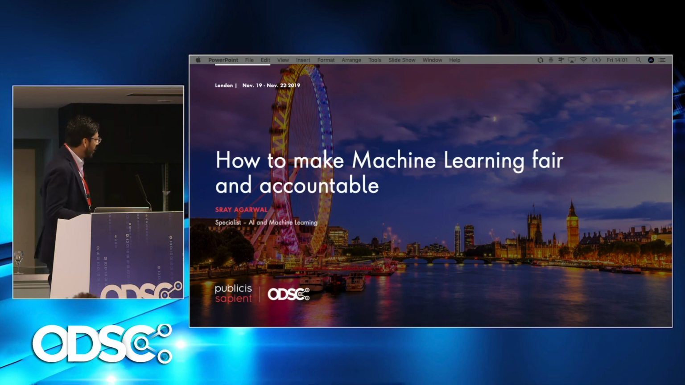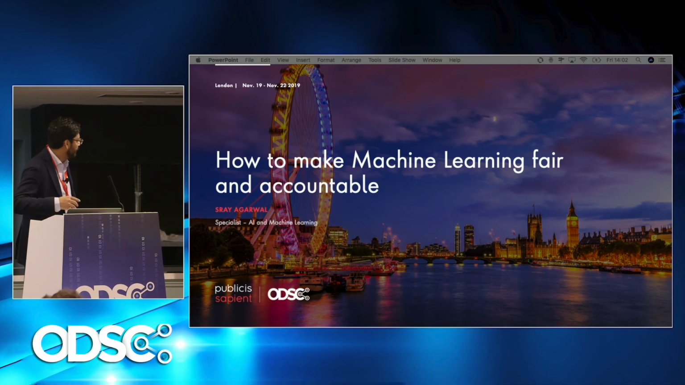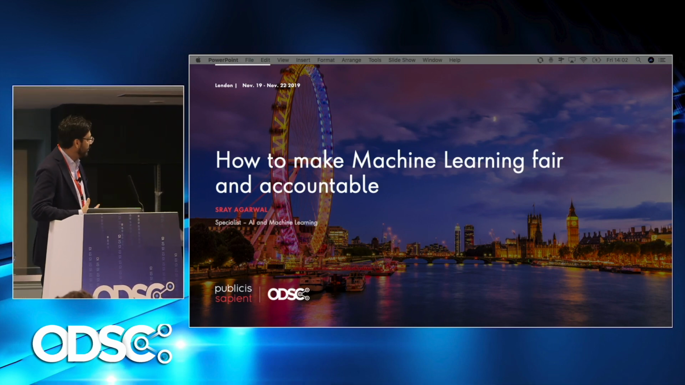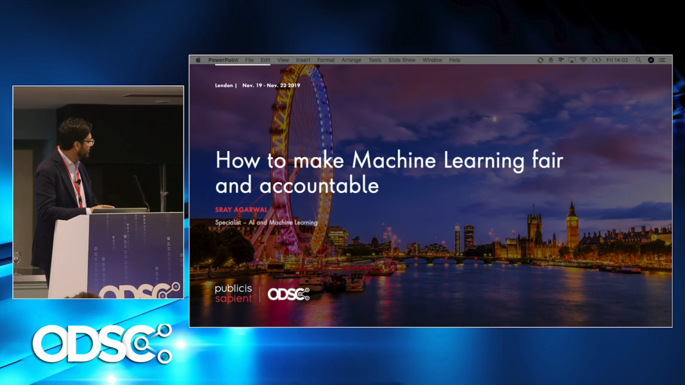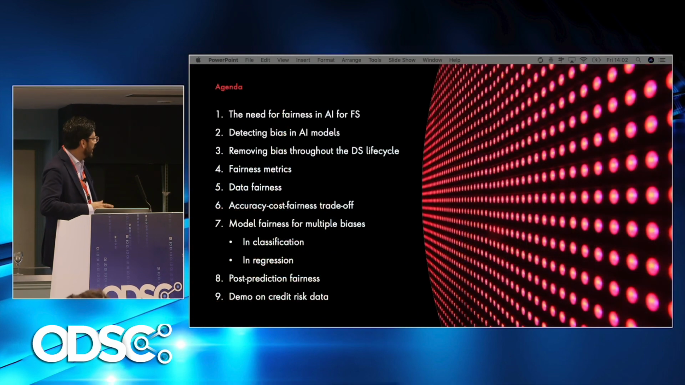Okay, so when you talk about how to make machine learning fair and accountable, the entire concept of fairness in machine learning is very, very new. We must have heard about what is machine learning, what is explainable AI, but when it comes to machine learning fairness, it's very, very new. So what are we talking about today? We are talking about the need for fairness in AI for financial services, detecting bias in AI models.